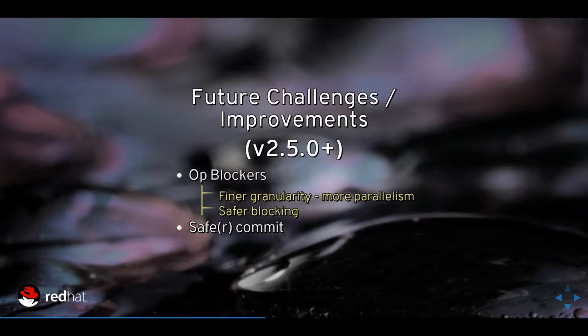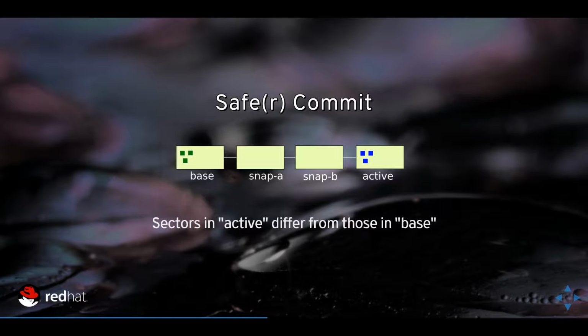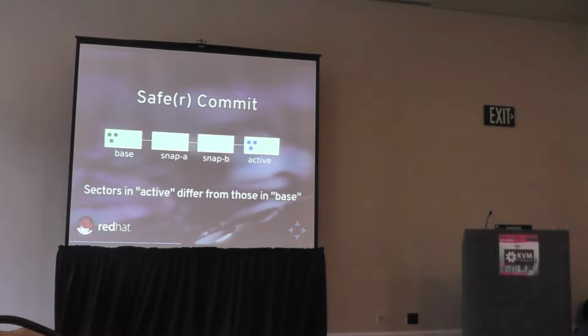And another area is a safer commit mode, and this really spun from an IRC conversation with Eric Blake. But the idea is that commit is inherently a risky operation, just due to the nature of how commit occurs. We have multiple images in a block device state chain, and we're taking data from the top or from somewhere in that chain, and we're pushing it down into backing files.